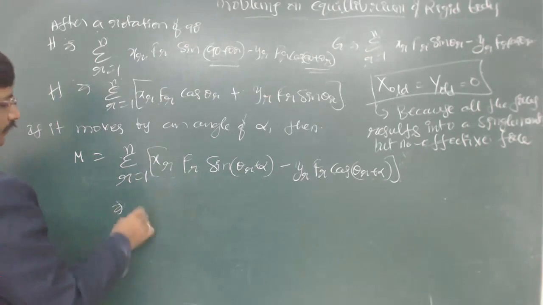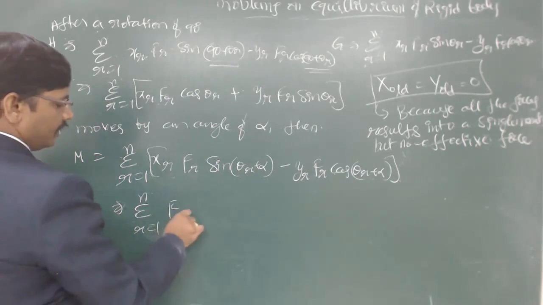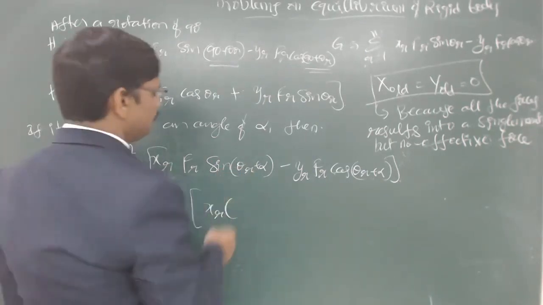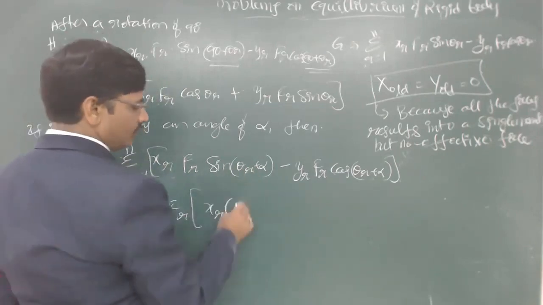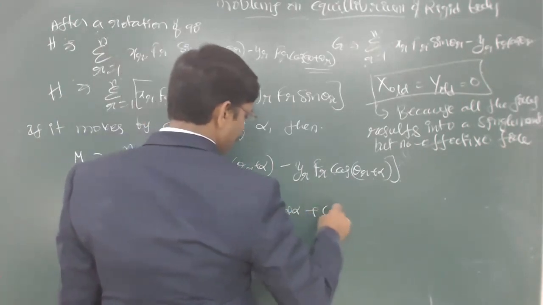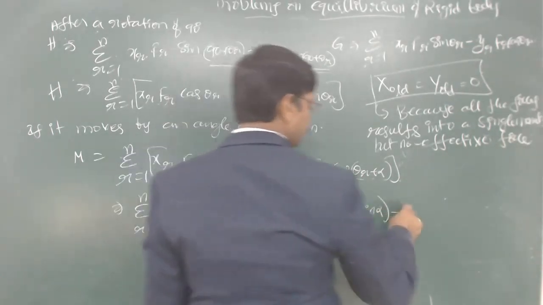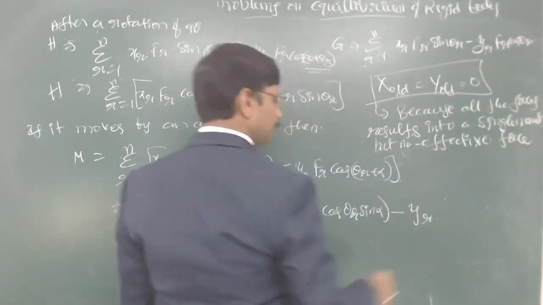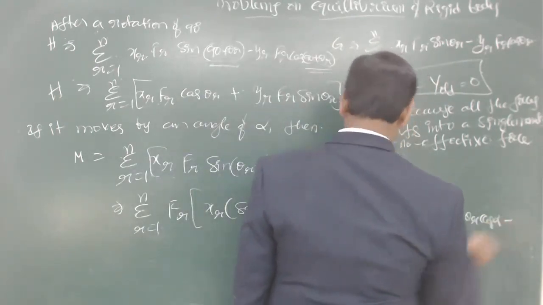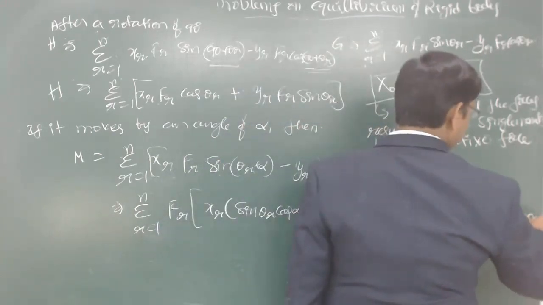Now from this sum over r from 1 to n, if you take Fr out, then xr gets multiplied by sin(a plus b) expanded, that is sin theta r cos alpha plus cos theta r sin alpha, minus yr into cos theta r cos alpha minus sin theta r sin alpha.